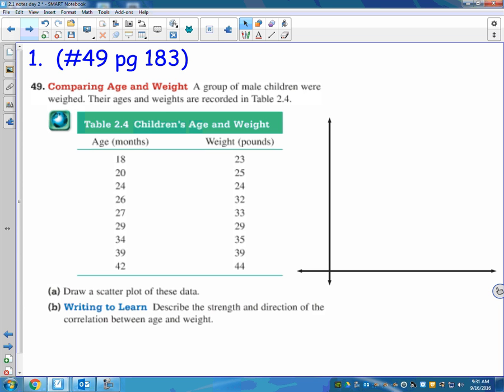So it says a group of male children were weighed. Their ages and weights are recorded. Notice their ages in months. So most of the time after age 2, people don't usually say their kid is in months. So normally you don't say your kid is 39 months. Why do they say months?